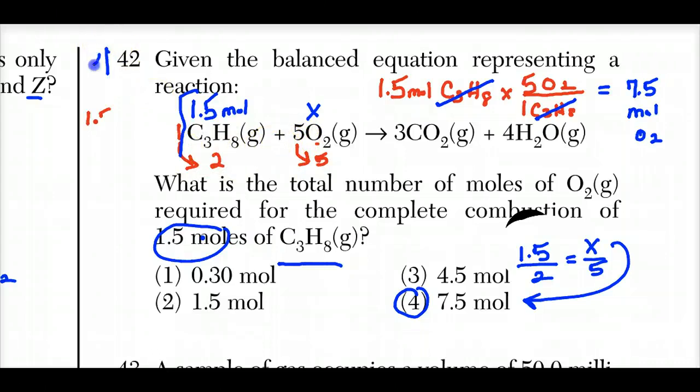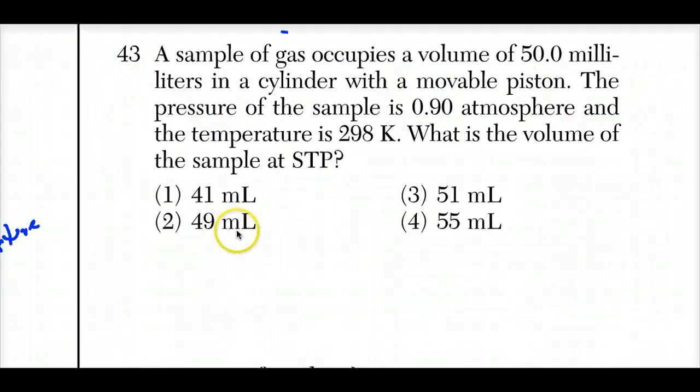42 is choice 4. 43. Okay, 43, a sample of a gas occupies a volume of 50 milliliters in a cylinder with a movable piston. The pressure of the sample is 0.9 atmospheres and the temperature is 298 Kelvin. What's the volume of the sample when you change it to STP? So this is a gas law problem.